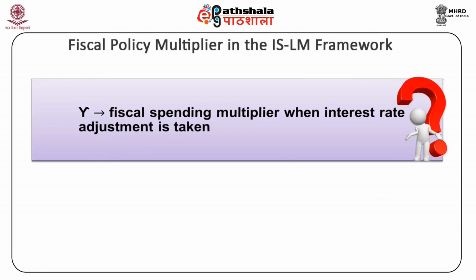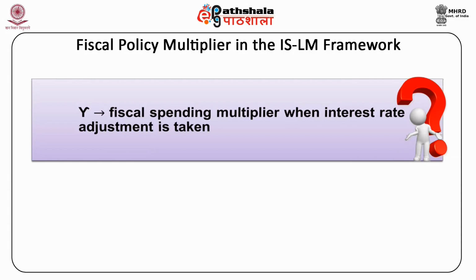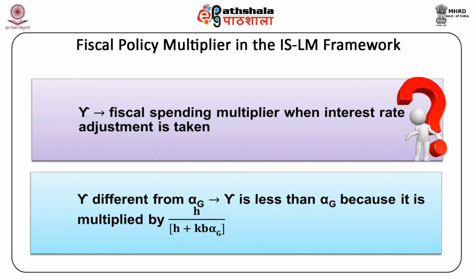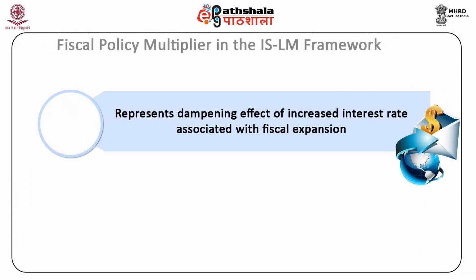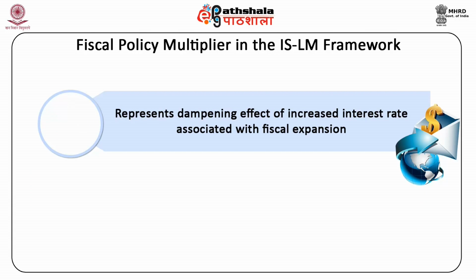The expression gamma is the fiscal or government spending multiplier when the interest rate adjustment is taken into account. It can be clearly seen that gamma is different from alpha into G. The expression gamma is less than alpha into G because it is multiplied by a fraction h by h plus k into b into alpha into G. This represents the dampening effect of increased interest rate associated with the fiscal expansion in the ISLM model.